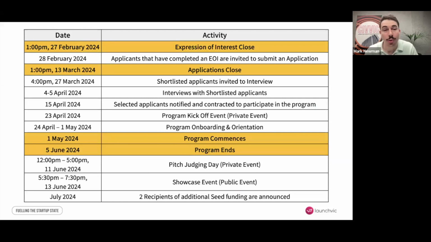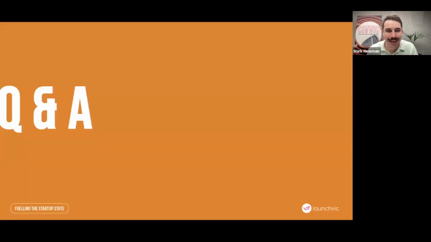Once you fill out your expression of interest, as I said, all applicants will be given access to that application form. The application form closes at 1 p.m. 13th of March, so got about 2 weeks there to fill out that application. There's a whole other bunch of things that I've already talked about that happen in between there, and then the actual program itself starts on the 1st of May and concludes by the 5th of June with those pitch events the following week afterwards. Excellent.